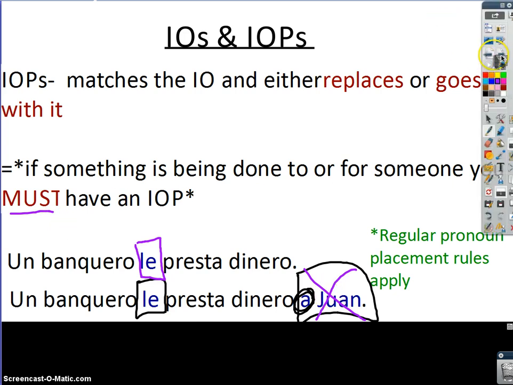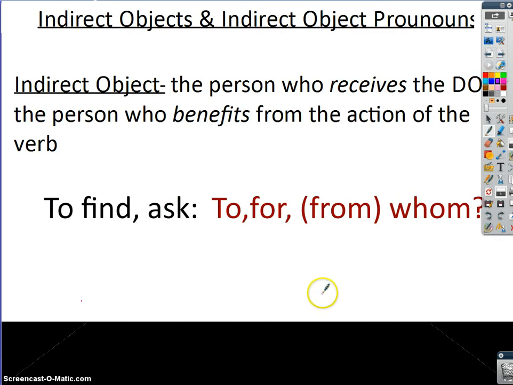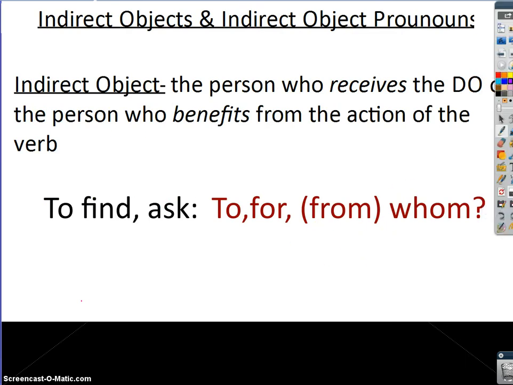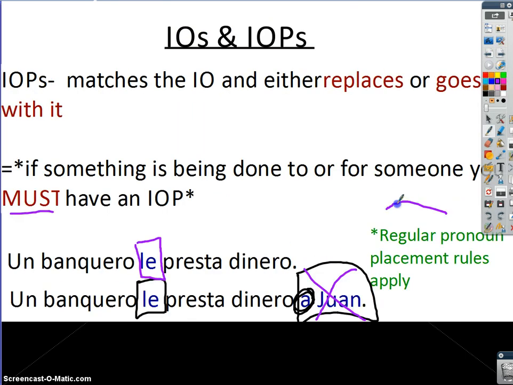And to find an indirect object, you ask yourself to, for, from whom, and also don't forget that regular pronoun placement rules apply.